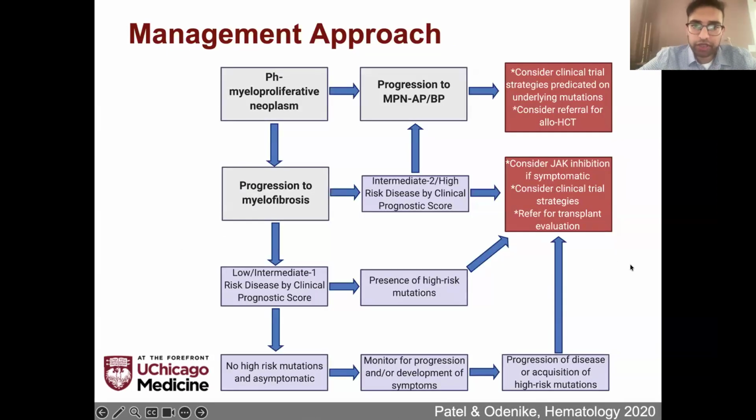And the reason this matters is because these risk scores will oftentimes dictate what our recommendations are for a patient. So in patients with low-risk disease that don't have symptoms, we may just keep an eye on things with active surveillance and not need to start any medication. For patients with symptoms, we will typically use JAK inhibitors. And for patients with intermediate or high-risk disease, we strongly consider transplant evaluation. The other thing to make note of is patients can have an increased risk of progression to the accelerated or blast phase disease if they have intermediate or high-risk myelofibrosis.